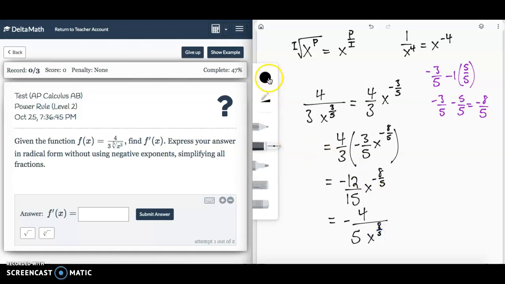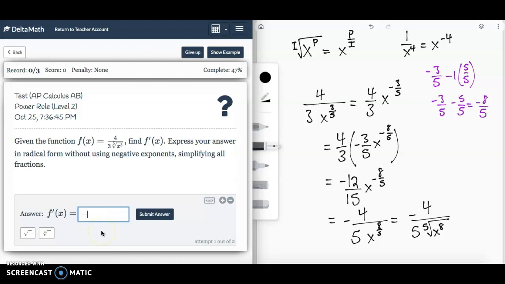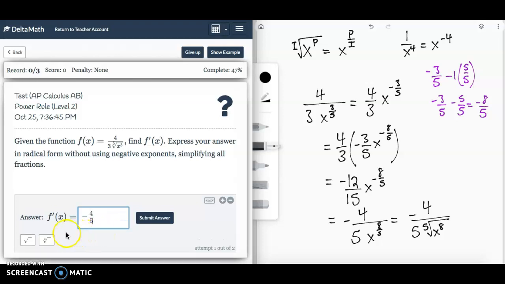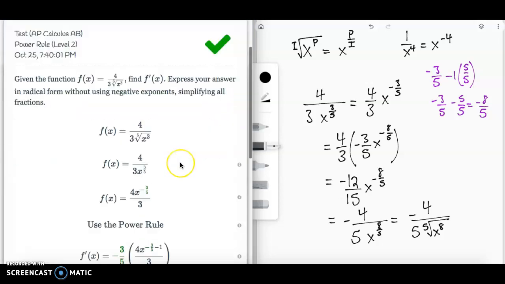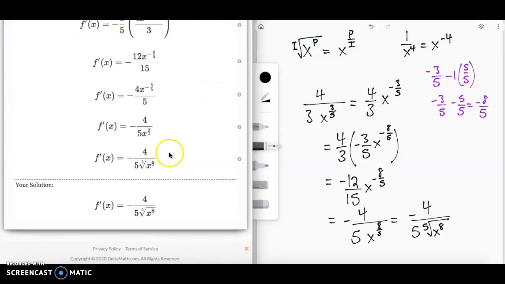All right. And then let's see, last thing we have to do is change this back to a radical because it wants it in radical form without negative exponents. So we get negative 4 over 5, power over index, so x to the 8th. Oh, goodness. 5th root of that. All right, I'm going to try it. I'm guessing Deltamath is going to be extra picky and make me do one more thing, but we're going to try it just for a second to see if it will let me do it. Oh, yes, it was good to go. Beautiful. Negative 4 over 5, 5th root of x to the 8th.